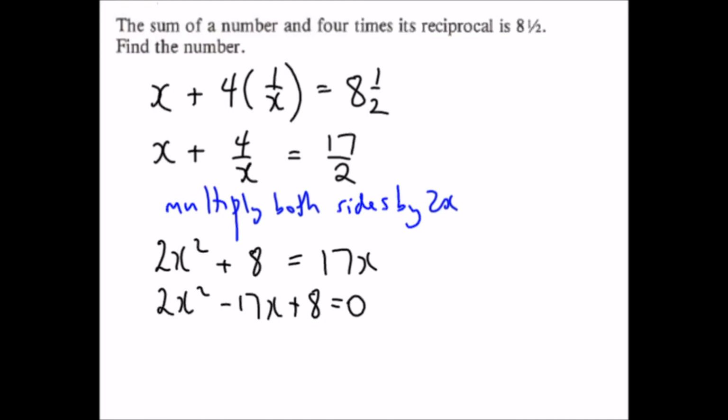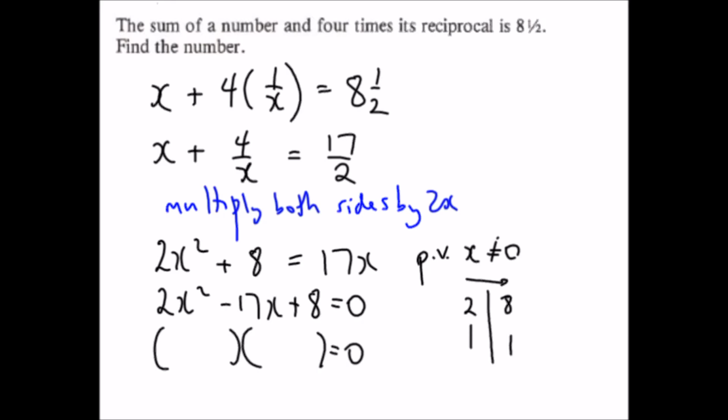We should also make a note here that if we times both sides by 2x, we need to take into account that x cannot equal 0. So, provided that x is not equal to 0, we can do this step here. So now we'll factorise this quadratic here. So the 2 on the x squared has factors of 2 and 1. The constant of 8 has factors of 8 and 1. If I multiply across here, I get 16 and 1.